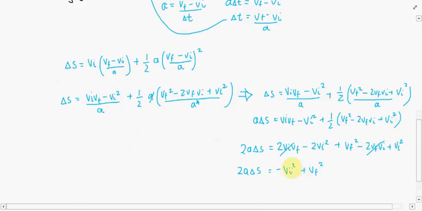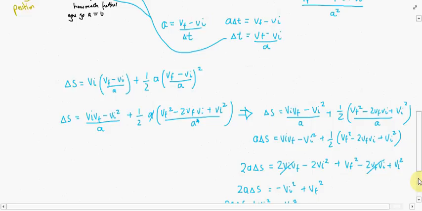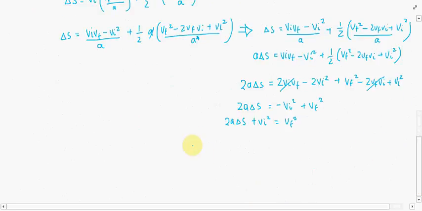So I want to get Vf on its own. I can just add Vi squared to both sides. So this is going to become 2aΔs plus Vi squared is equal to Vf squared. So I'm going to write it in its final form, the one that you'll see in your textbooks all the time, which is Vf squared is equal to Vi squared, or initial velocity squared, plus 2aΔs. Wow, that was a lot of work just to get these three equations, but this is your third one.